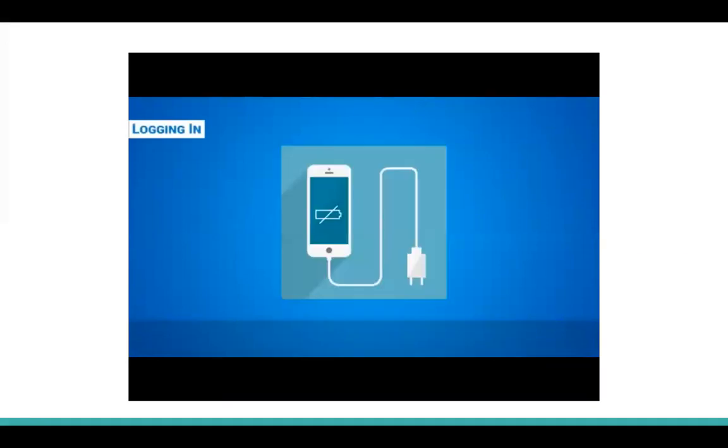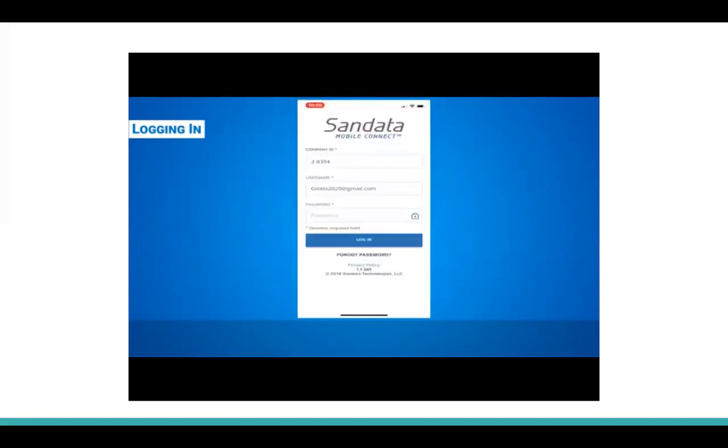On the day of your shift, make sure you have your phone charged and you've taken your charger with you in the event your battery runs low. When you open Sandata, your credentials such as company ID and username, which is your email, should already be in the text boxes. If not, please type in the company ID. It is 38394. The dash will automatically populate.